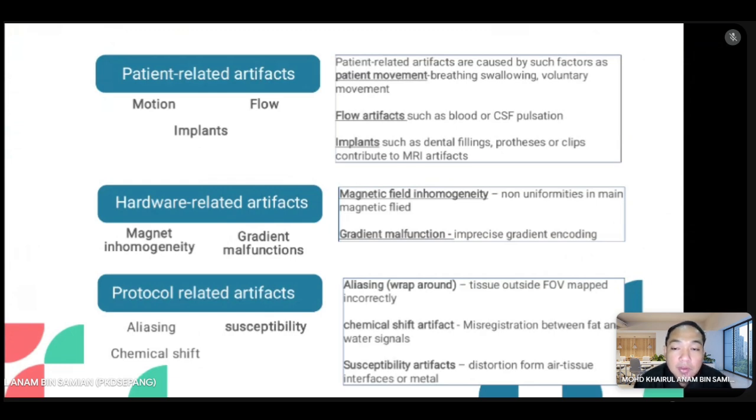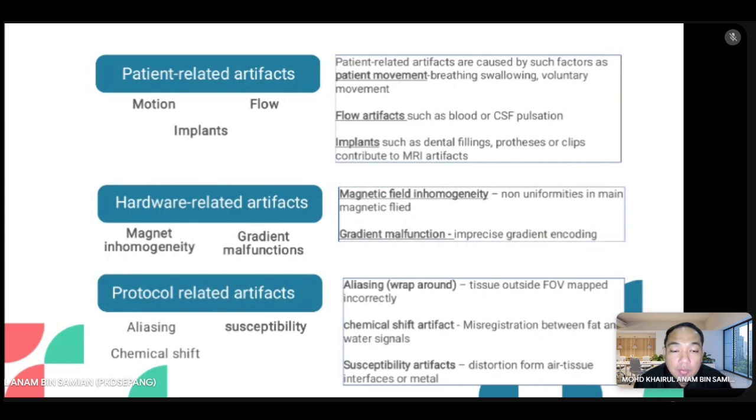For hardware-related artifacts, they may be caused by magnetic field inhomogeneity, that is, non-uniformities in the main magnetic field. Another one is gradient malfunction, which is caused by imprecise gradient encoding.